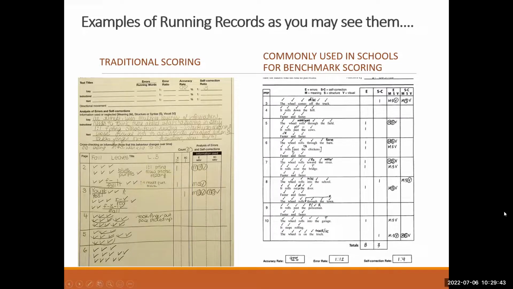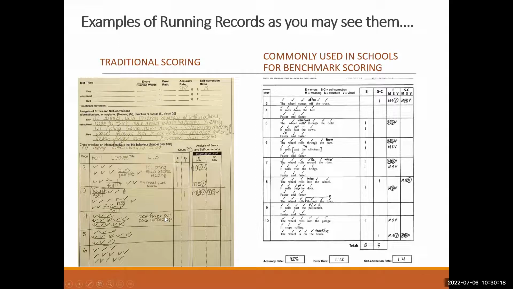So here's some examples of what running records look like. The one on the left is the traditional. This is what the actual scoring should look like. If we look at it, you see page 2, 3, 4, 5, 6. This is probably a very simple leveled reader. And you can tell there's only a couple of sentences on each page, just by the way it's marked here. You don't see the story here. The child is looking at a separate book or text and they're reading, and you're using a blank form.